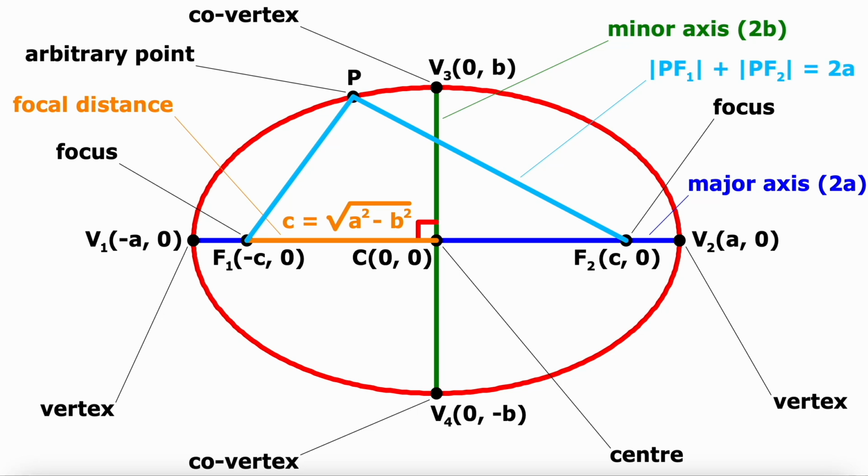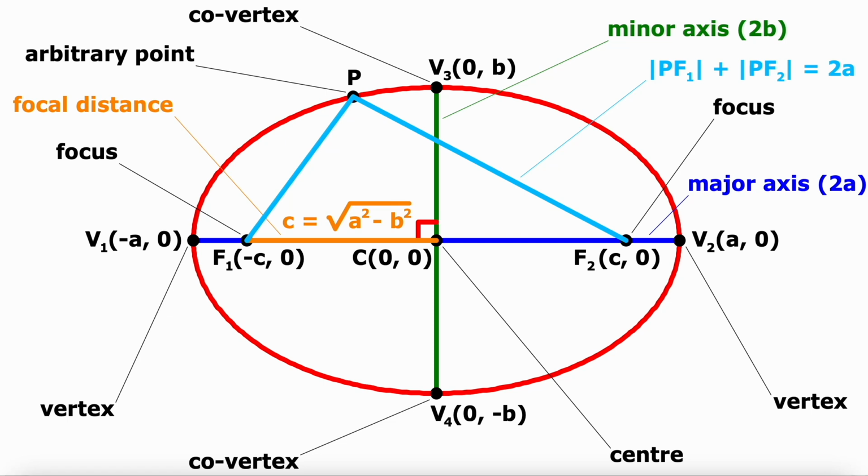The co-vertices of an ellipse are the 2 points where the ellipse intersects its minor axis, reaches its minimum distance from the center, and turns around. If the ellipse is oriented horizontally, the coordinates of the 2 co-vertices are (0, b) and (0, -b), respectively, where b is the length of the semi-minor axis.